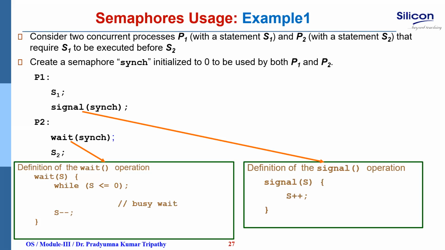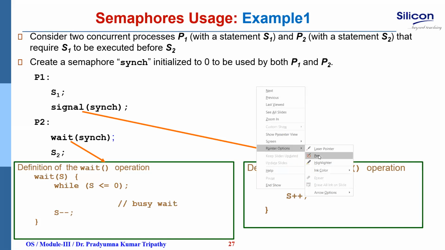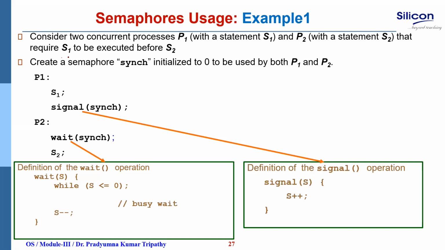We require S1 to be executed before S2. S1 must execute first, then S2. Is it understood what this question is asking for? It is saying that you must ensure that S1 is executed before S2. So first S1 must execute, then S2. So what is the order in which you will put the semaphore so that it will ensure that S1 has executed first, then S2?